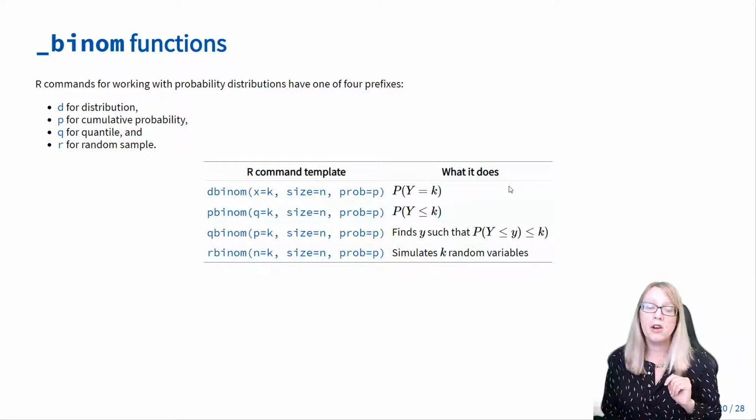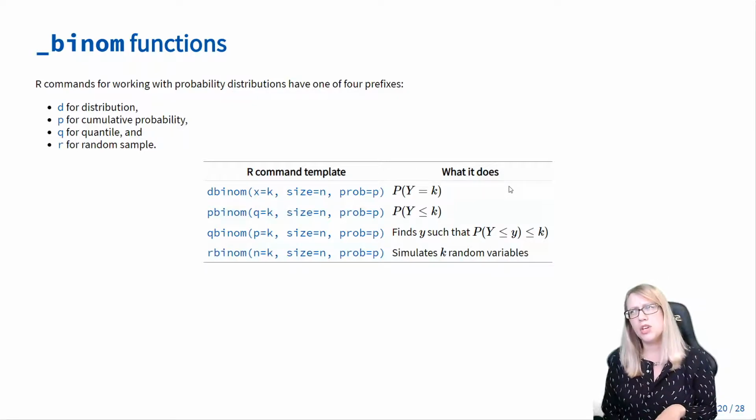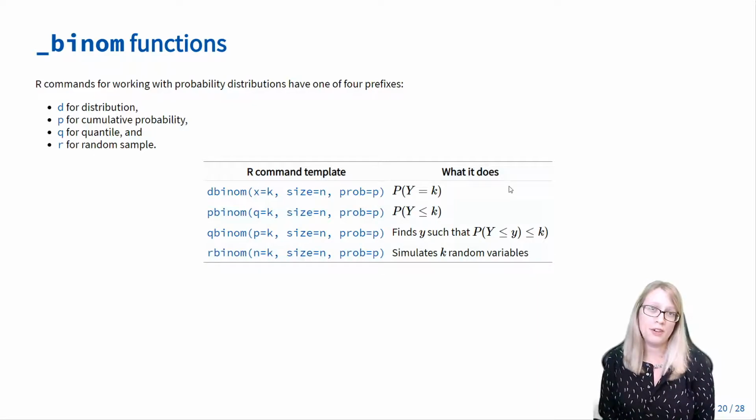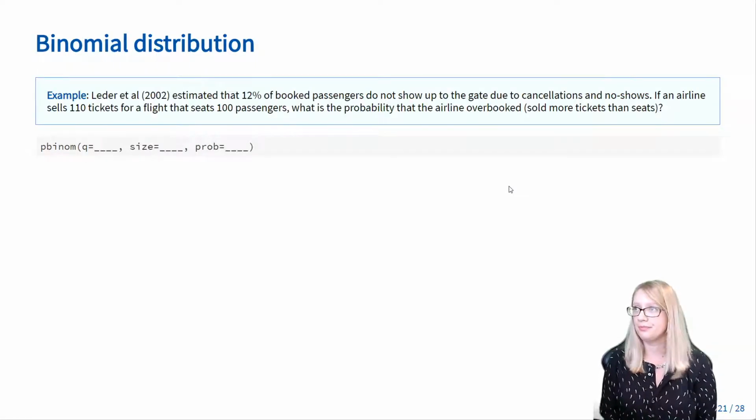The qbinom function isn't one that we'll use all that often. This one calculates quantiles, so it finds a value that caps a particular cumulative probability. And then finally, the rbinom function generates random binomial variables. So let's take a look at an example.